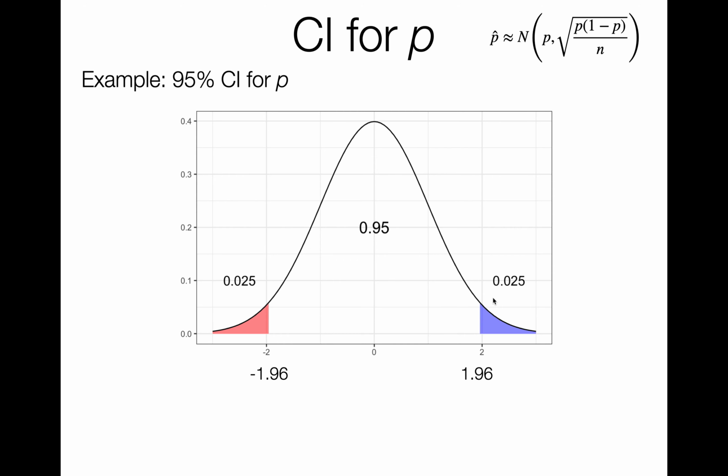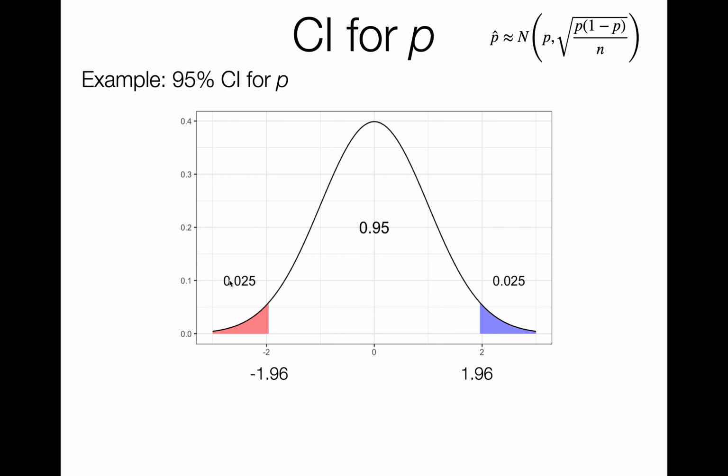You may ask, where did I find 2.5%? I know that the total area under the curve has to be 1. So if 95% is here, then 5% is on the outside. I also know from the normal distribution that this is symmetric, so the same amount needs to be on this side as this side. So I divide 5 by 2 and I get 2.5. So 2.5% lies over here, 2.5% lies over here.